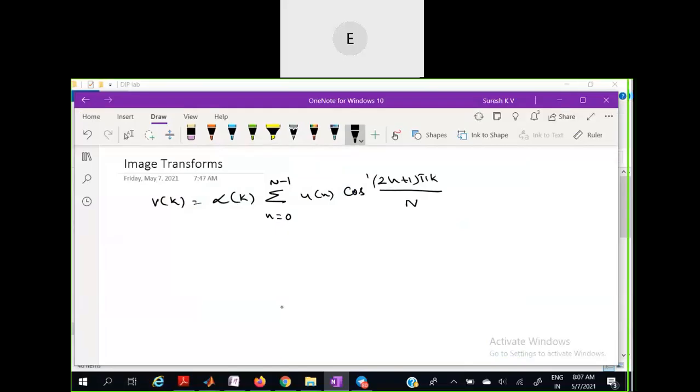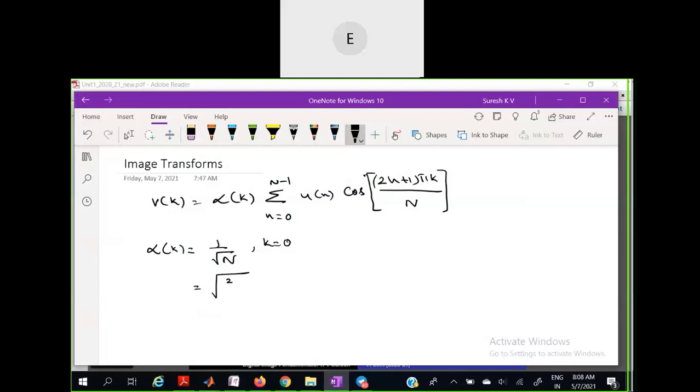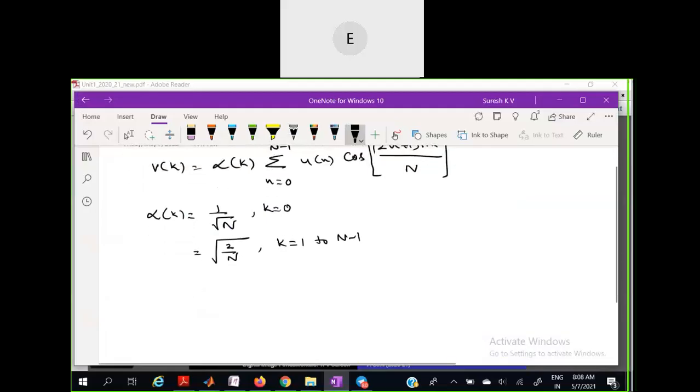So this is the forward transformation equation for one dimension, of course, and alpha of k is equal to 1 by root N for k equal to 0, and it is equal to root of 2 by N for other values of k, that is, k not equal to 0, which means k equal to 1 to N minus 1. So with this, let us just solve the problem for N equal to 2.